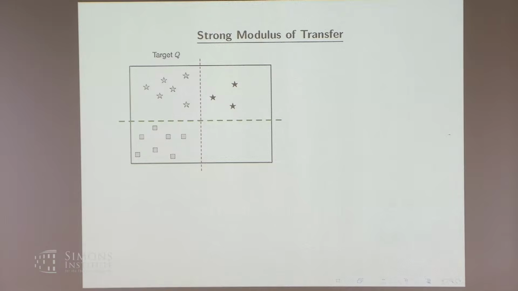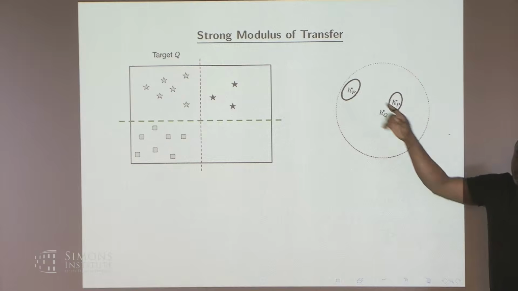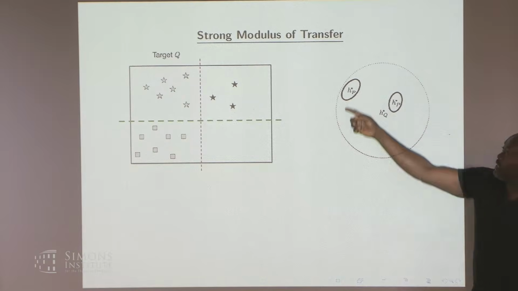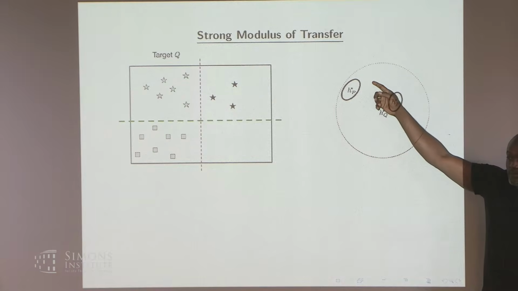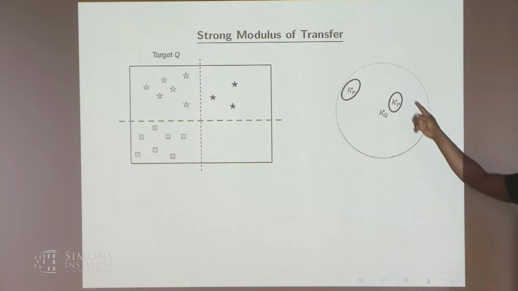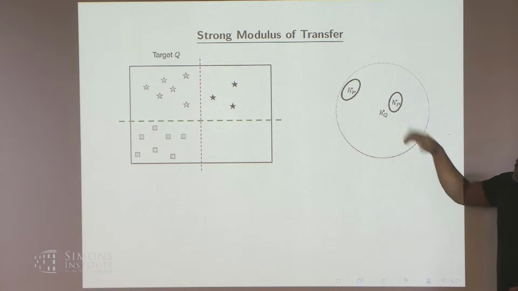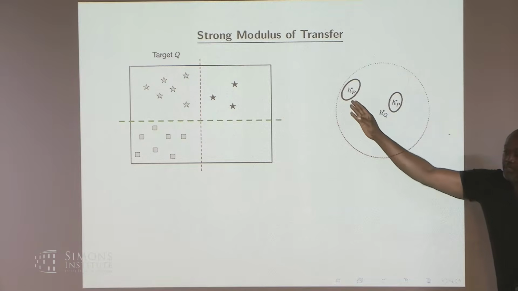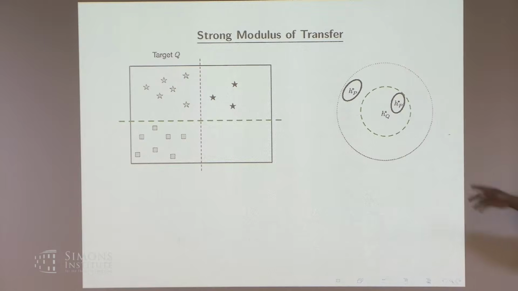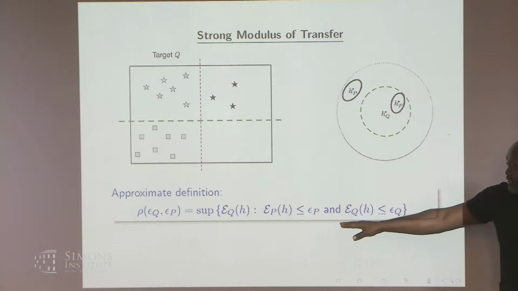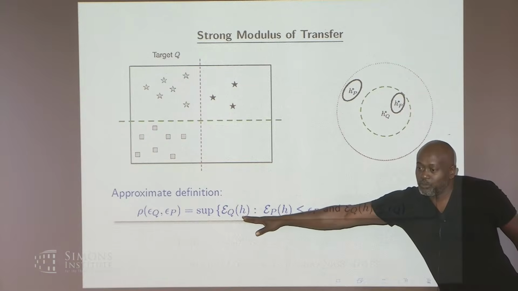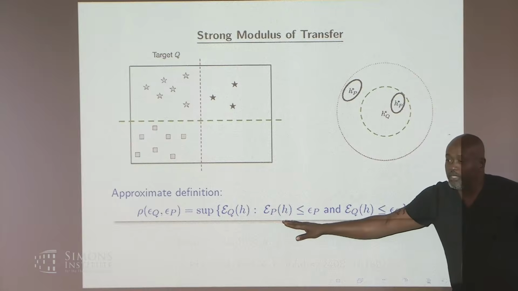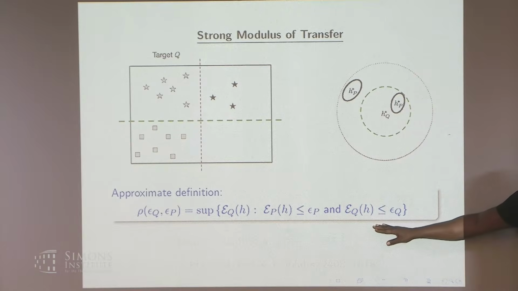So we can refine the modulus a bit further. This is H star P, H star Q. The original modulus was just telling me about the size of this ball. Now, if I have a bit of data on the Q, under the target, that says that in fact I can be in this ball, it rejects this part. So the new modulus becomes this. And roughly, it is just this. It is saying the sup of doing well on the P and doing well on the Q.